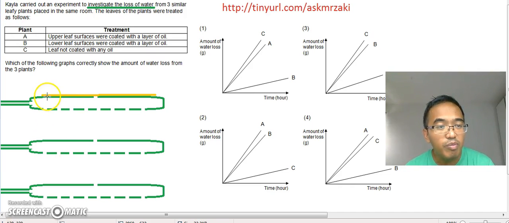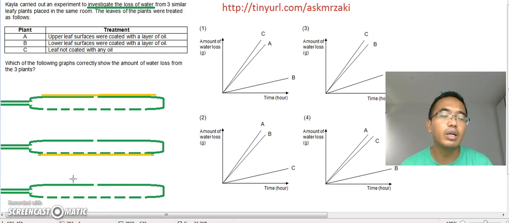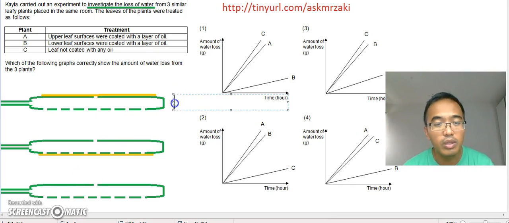Alright, for leaf B, the lower leaf surface was coated with oil, so only the lower leaf surface is coated with oil. So let's draw that coat of oil to cover up the stomata. So you can see that coat of oil will cover up the stomata on the underside. So this is leaf B. Whereas leaf C is the control. I've explained to you what a control is, okay? And leaf C has no oil coating it.